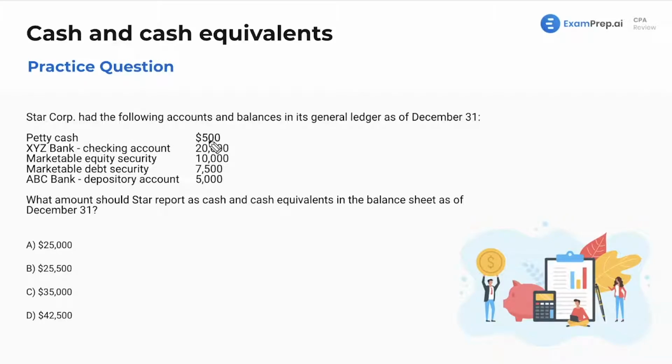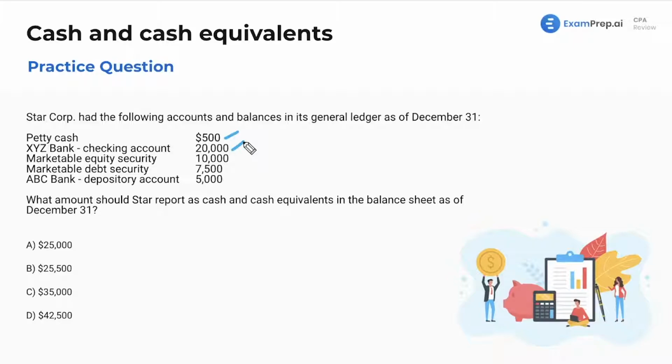Petty cash. Think about this to yourself. Would we include this in our cash and cash equivalents? If your answer is yes, then you are correct. We'll include that. How about our checking account at XYZ Bank? Would we include this as well? Yep. Awesome. We will include that.